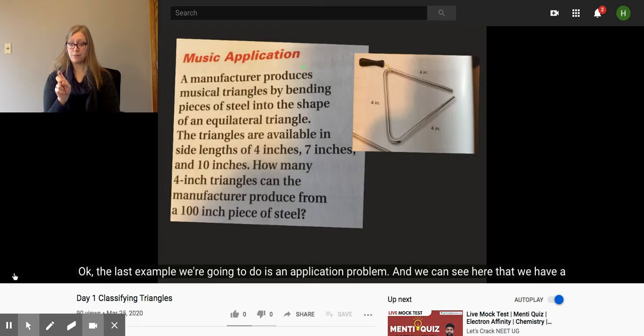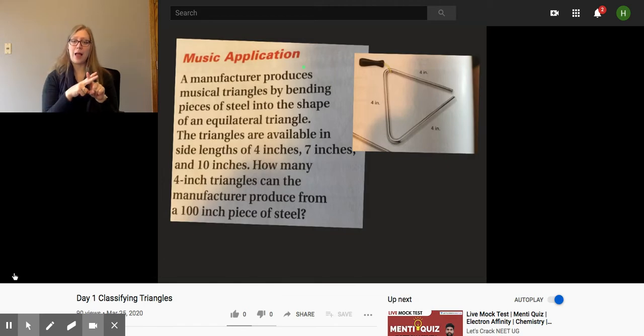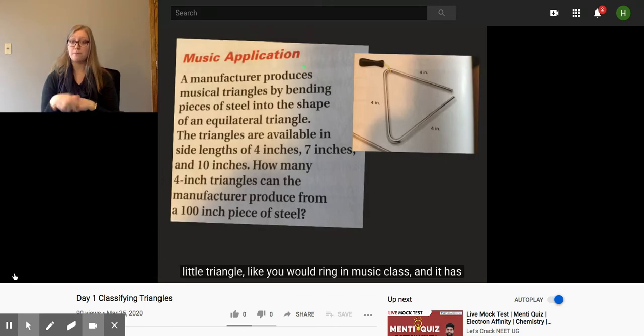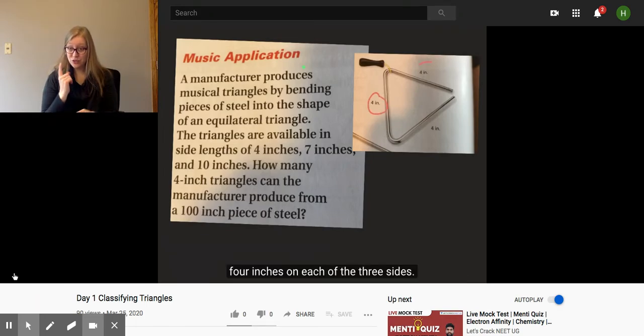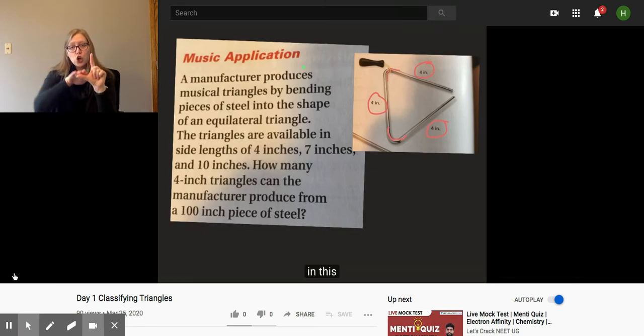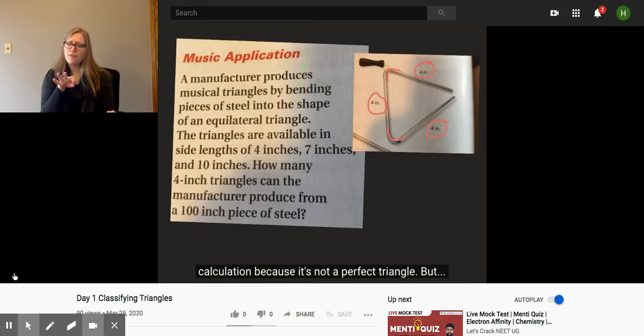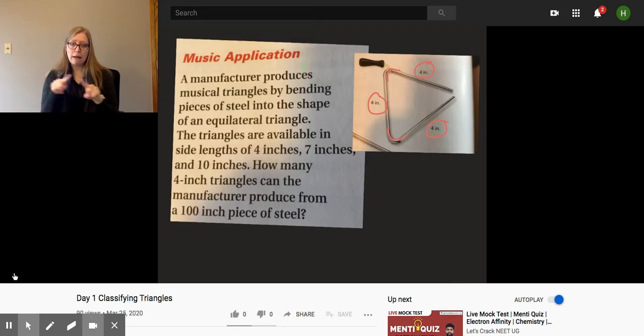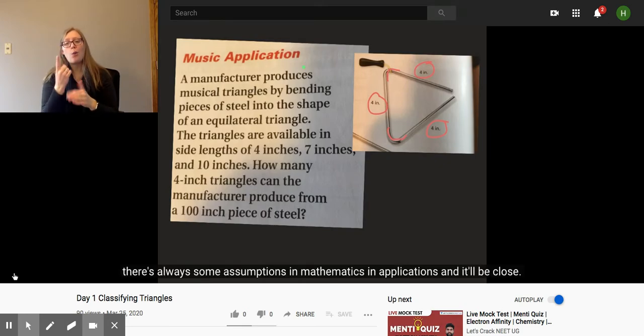Okay, the last example we're going to do is an application problem. And we can see here that we have a little triangle like you would ring in music class, and it has 4 inches on each of the 3 sides. Now, unlike a triangle we draw for geometry, this has little curves in it, so it's going to have some error in this calculation because it's not a perfect triangle. But there's always some assumptions in mathematics, in applications, and it'll be close.